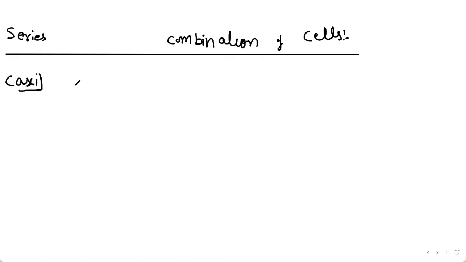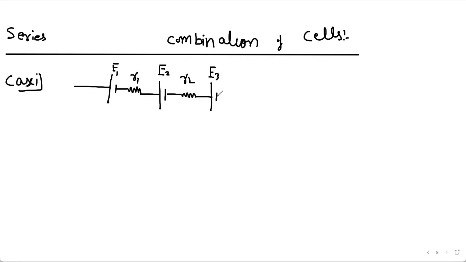Case one, like if you have a cell, this is the EMF of the cell, and this is the internal resistance of the cell, E1 and r1. This is another cell. EMF of the cell is E2, internal resistance of the cell is r2. You have another cell, some 3 cells, you can have any number of cells, E3, internal resistance is r3.